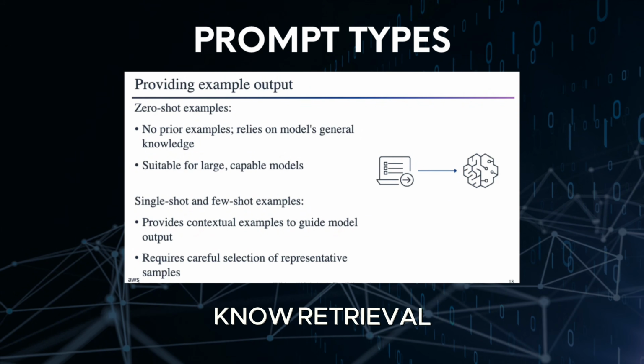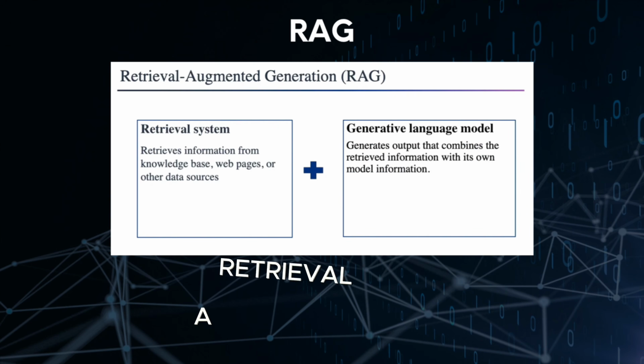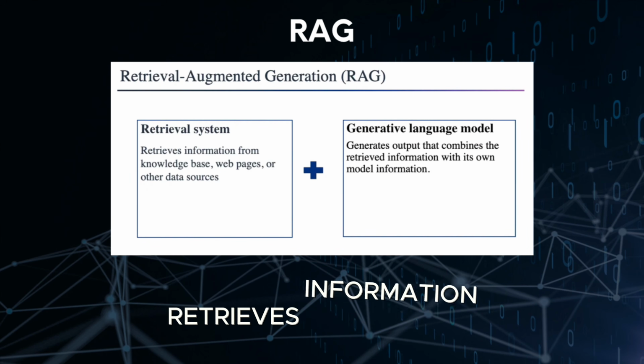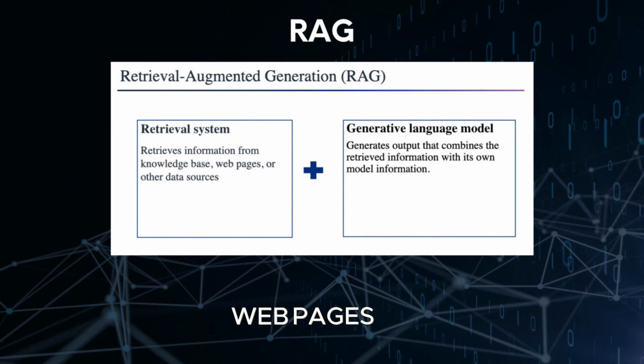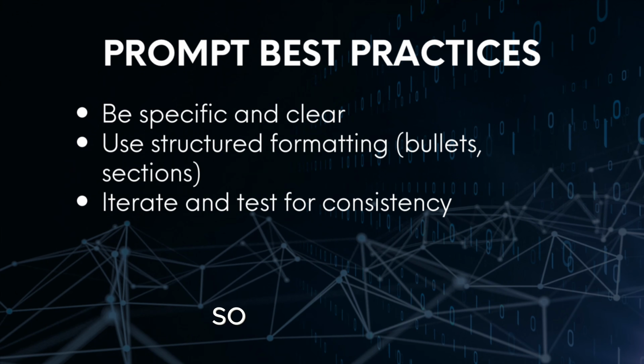And we should note retrieval augmented generation (RAG) consists of two main components: a retrieval system and a generative language model. The retrieval system retrieves information from a knowledge base, web pages, or other data sources. And then the generative language model generates output that combines the retrieved information with its own model information. But now let's talk a bit about using knowledge bases with foundational models, FMs. So a knowledge base serves as a repository of structured information about a company's products, services, or industry-specific topics.